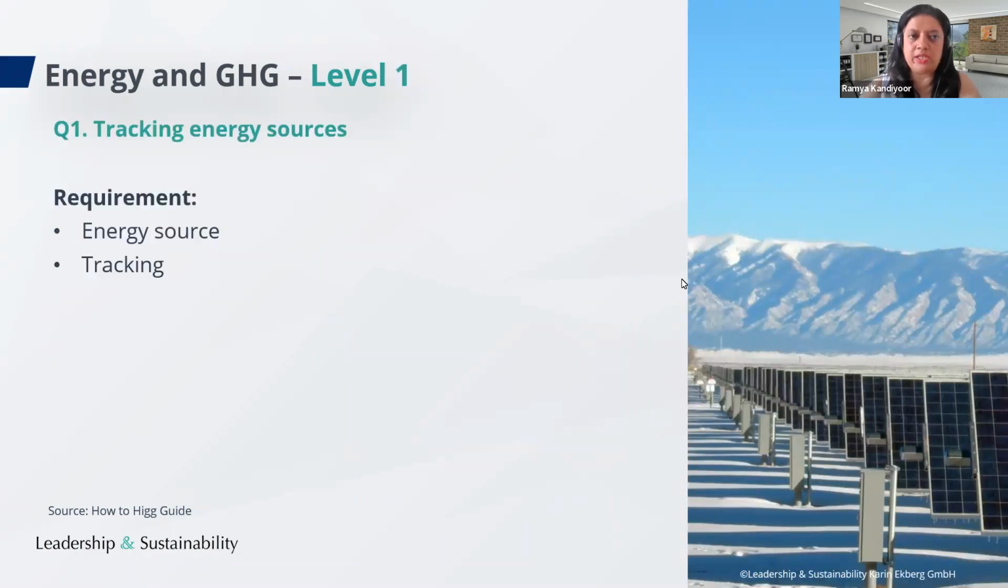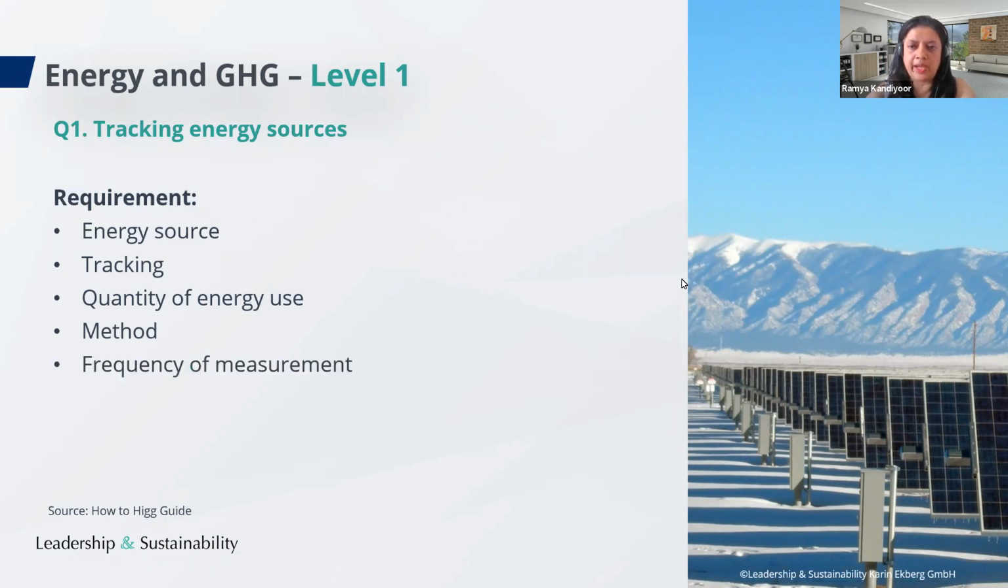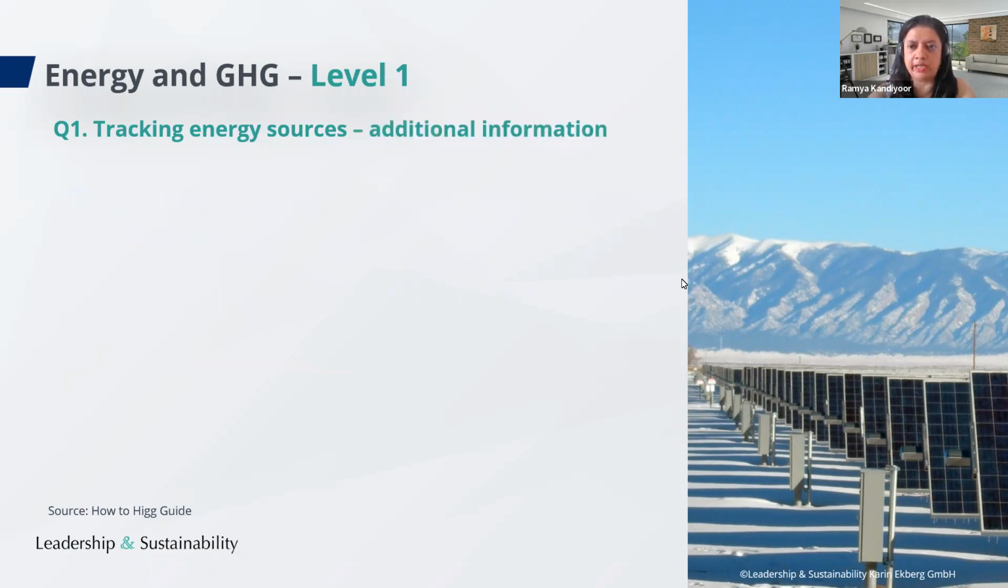So the first question that is there in level 1 is on tracking of your energy sources. And this is what would be required. Does your facility track its energy use from the source? And what is the quantity of energy that has been used by the source during the reporting year? You would require to have the unit of measure. What is the method that has been used to track this energy source? What was the frequency of the measurement? And if you want to provide any kind of additional comments, you can also provide those comments.